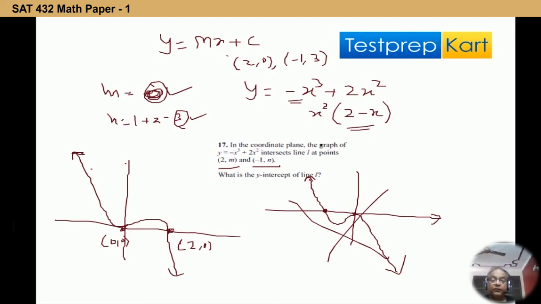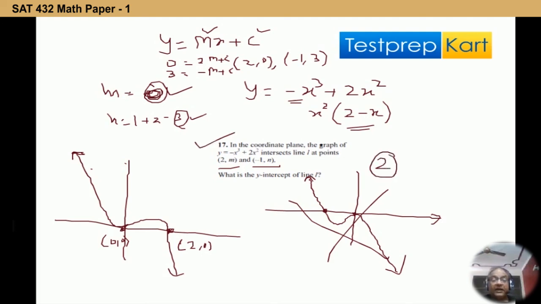If I substitute 2, 0, I have to ultimately find m and c, especially c. So if I substitute 2, 0, I get 0 is equal to 2m plus c. If I substitute minus 1, 3, I'll get 3 is equal to minus m plus c. If I subtract, m is equal to minus 1. If m is equal to minus 1, c is equal to 2. So c is equal to 2 gives me the y-intercept, which is 2. So my answer is 2.